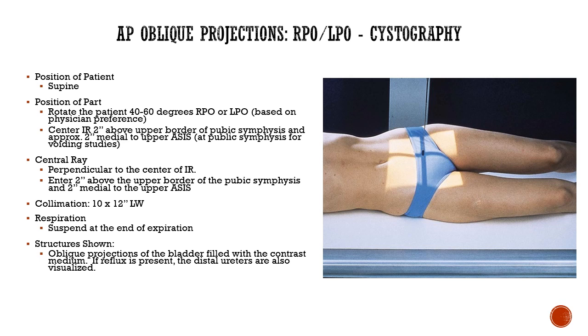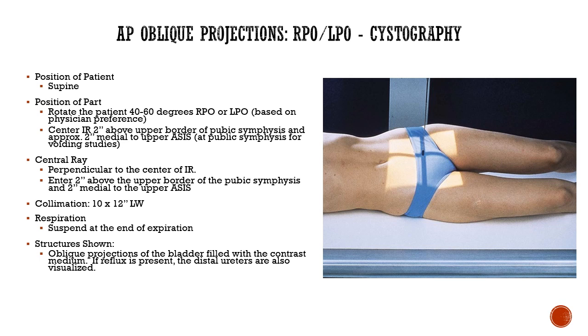For the AP oblique projections, we're looking at RPO and LPO, which could be performed, one or both, depending upon physician preference. These are 40 to 60 degree obliques, depending again upon preference of the physician. We're going to center 2 inches above the upper border of the pubic symphysis and approximately 2 inches medial to the upper ASIS at the pubic symphysis for the voiding studies.